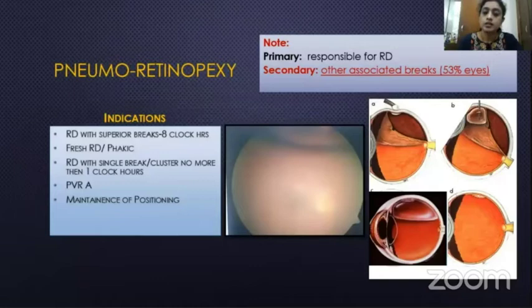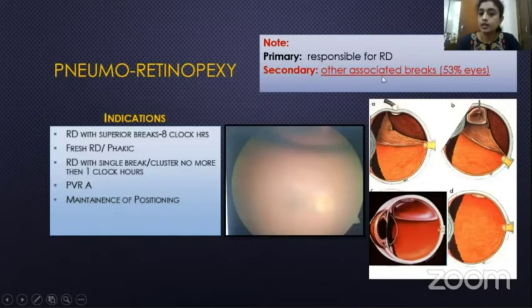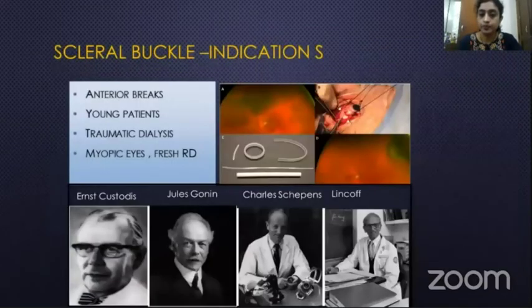Pneumoretinopexy: the success is good if the patient selection is good, like a fresh RD, superior 8 clock hours, a single break or a cluster no more than 1 clock hour, and the patient should maintain the position. And very important is not to miss the secondary breaks, which were seen in 53% of the eyes, either on the retina or off the retina.